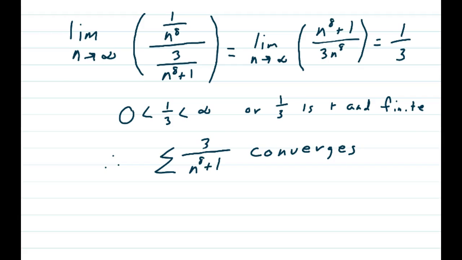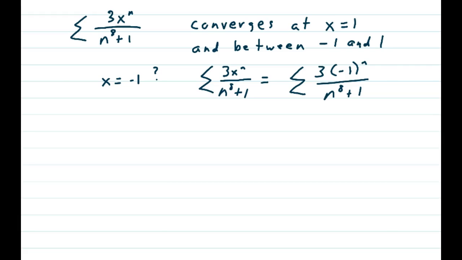So we take the limit as n approaches infinity of our known p-series 1 over n to the 8th over our unknown series 3 over n to the 8th plus 1. Doing the flip-flop of the fractions, we have the limit as n approaches infinity of n to the 8th plus 1 over 3n to the 8th, which when we take that limit, we get 1/3. And certainly 0 is less than 1/3, which is less than infinity. So we find out that our unknown series, 3 over n to the 8th plus 1, converges. So now we know the power series, 3x to the nth over n to the 8th plus 1, converges at one endpoint, x equals 1, and between -1 and 1.